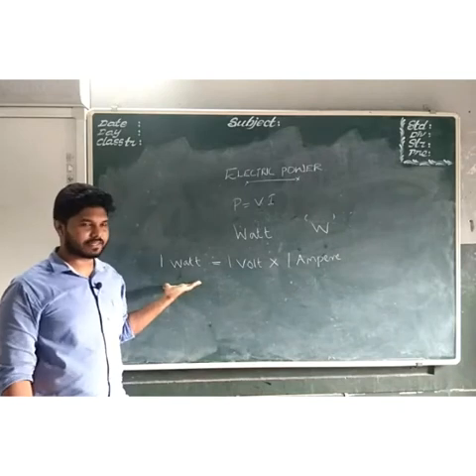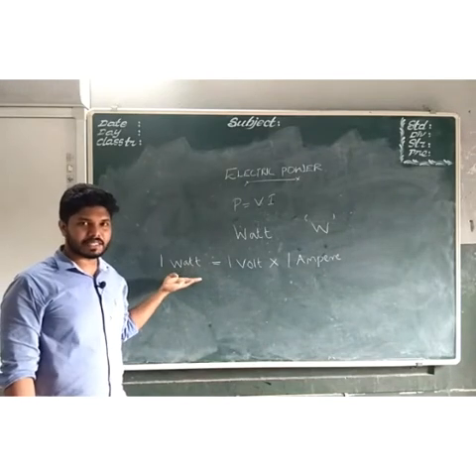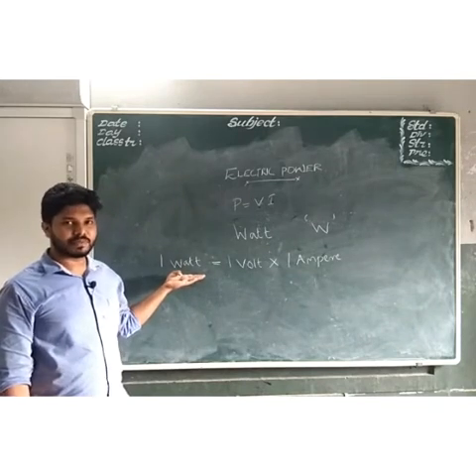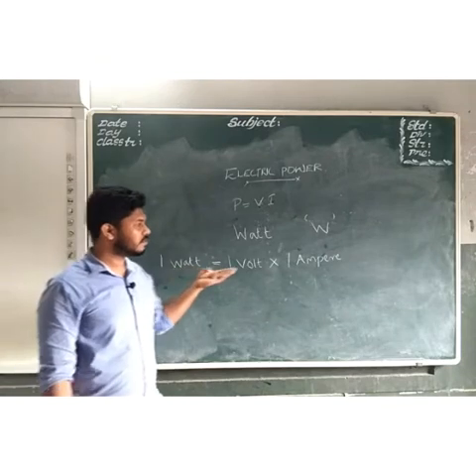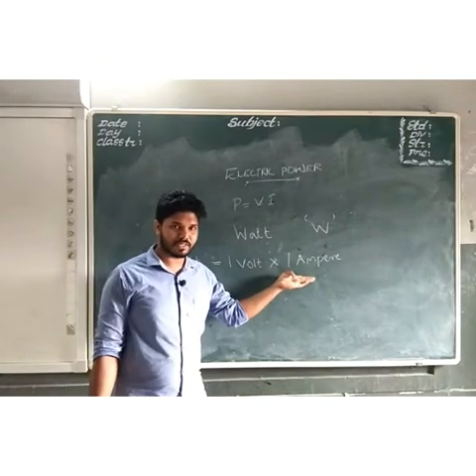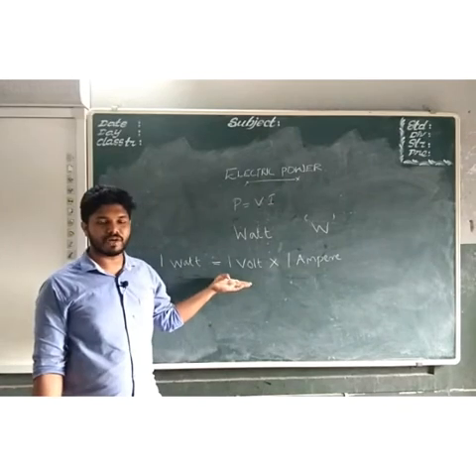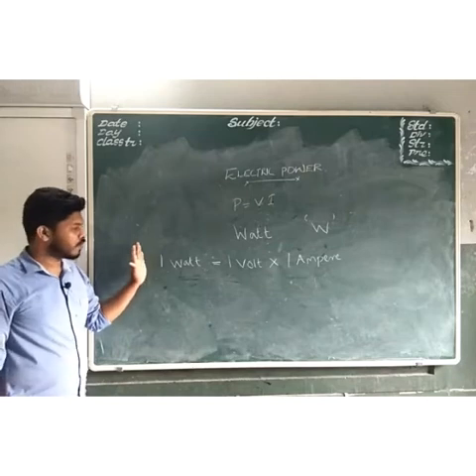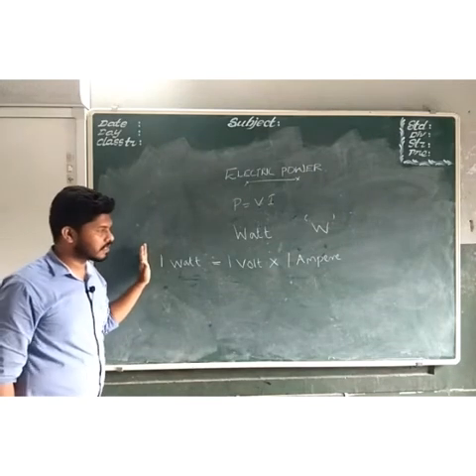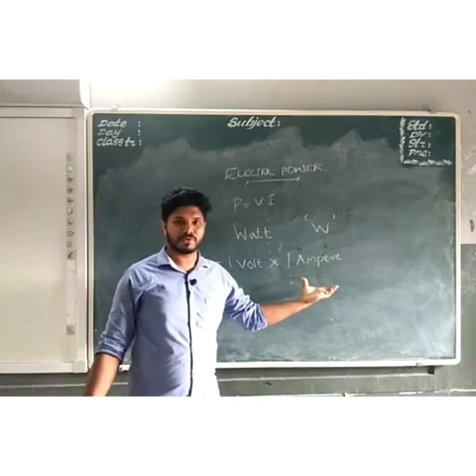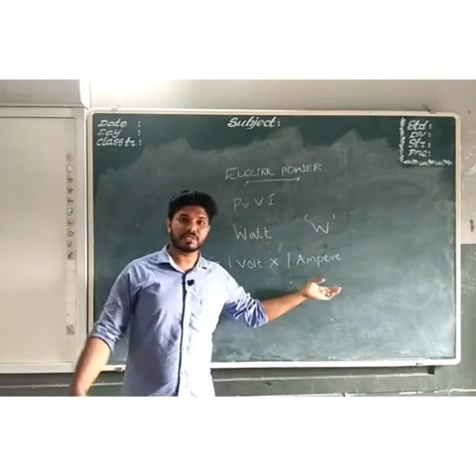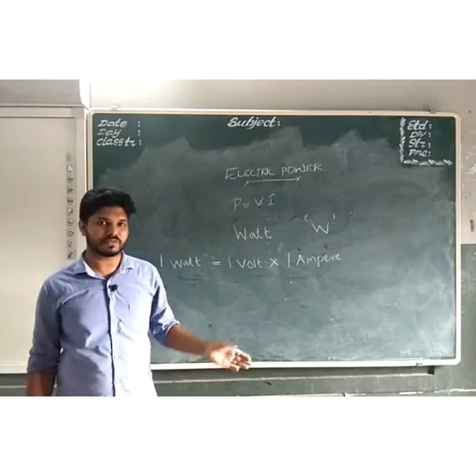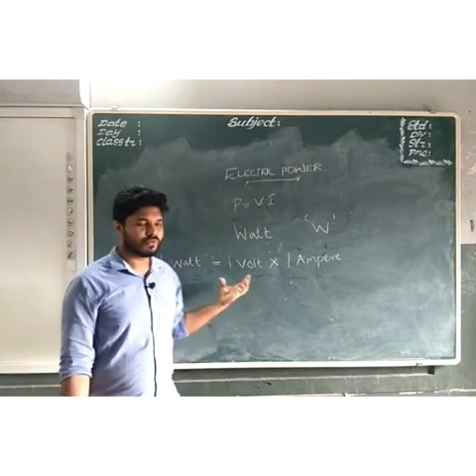So now how can we define 1 watt? 1 watt is the power dissipated or power consumed by an electric circuit in which 1 ampere of current flows through it across a 1 volt potential difference. Once more, how to define 1 watt? 1 watt is the electric power of a circuit in which 1 ampere of current flows through it across a potential difference of 1 volt. So this is how we define 1 watt.